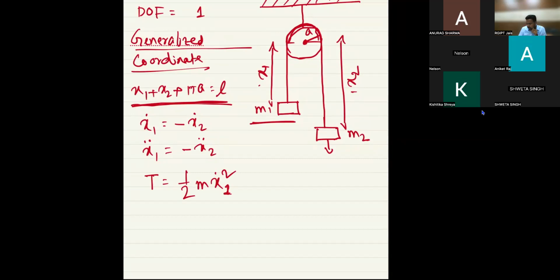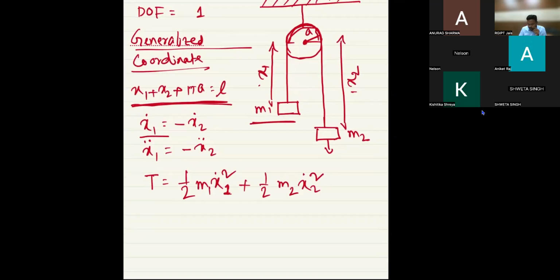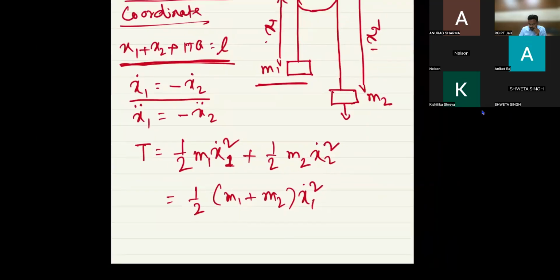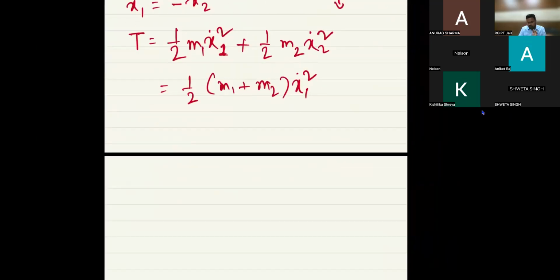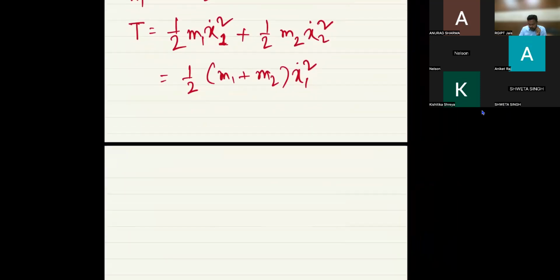Kinetic energy for mass m1 is half m1 x1 dot square, and for mass m2 it is half m2 x2 dot square. You can see that x1 dot squared is equal to x2 dot squared, so from here you can say the kinetic energy is half m1 plus m2 times x1 dot square. Let's say we are considering x1 as the generalized coordinate. You can take either x1 or x2, no problem. And what will be the expression for potential energy in this case?